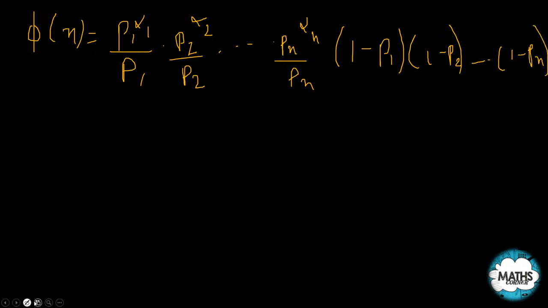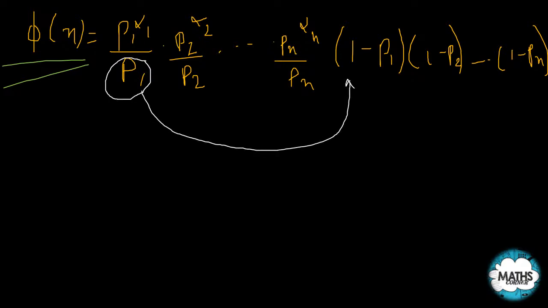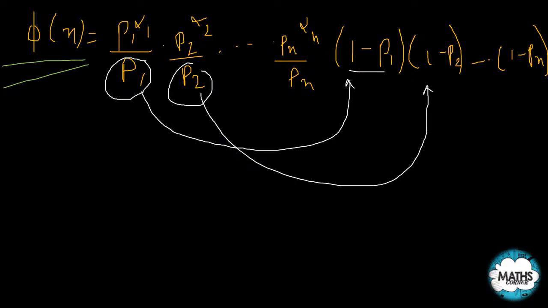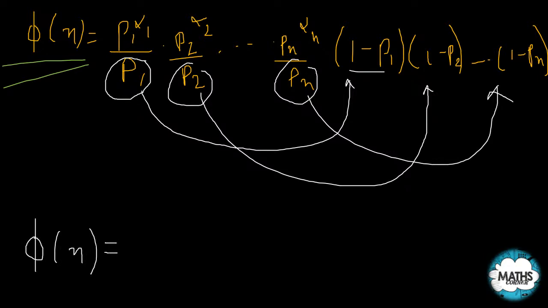So this is my phi of n that I have calculated. Now I will do one thing. I will transfer the p1 in the denominator to the division of this thing. And this p2 will be transferred here, and similarly p3 will be transferred next, and pn will be transferred here. So this phi of n becomes, now these denominators are removed and transferred there, p1 to the power alpha 1, p2 to the power alpha 2, till pn to the power alpha n, into 1 minus p1 by p1.